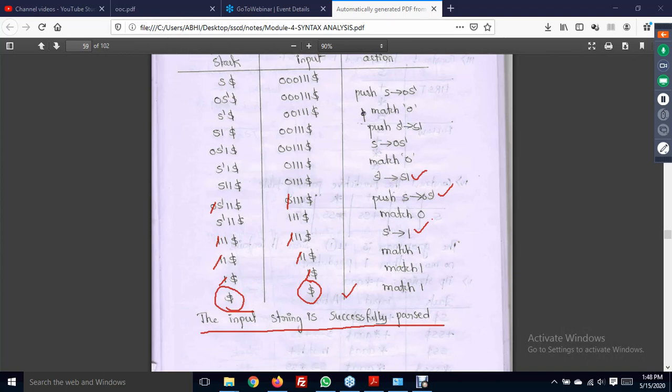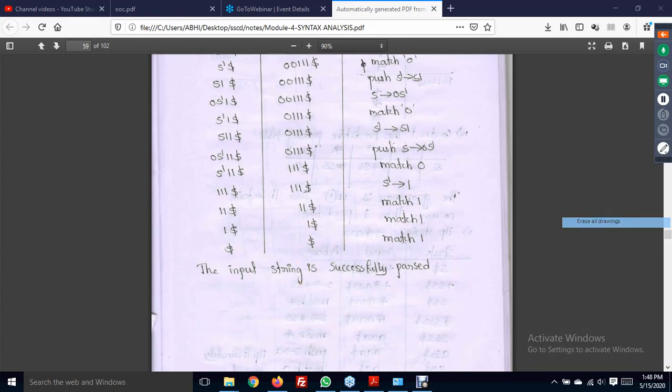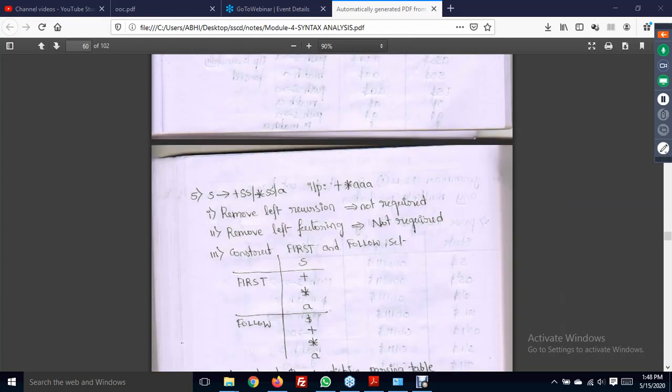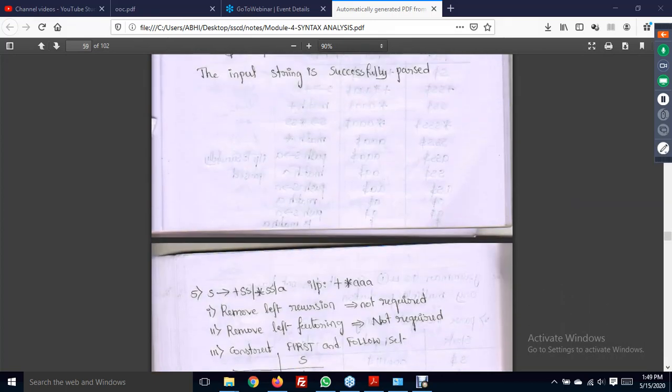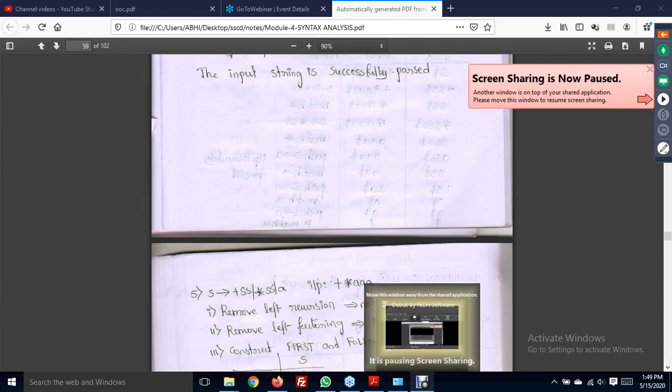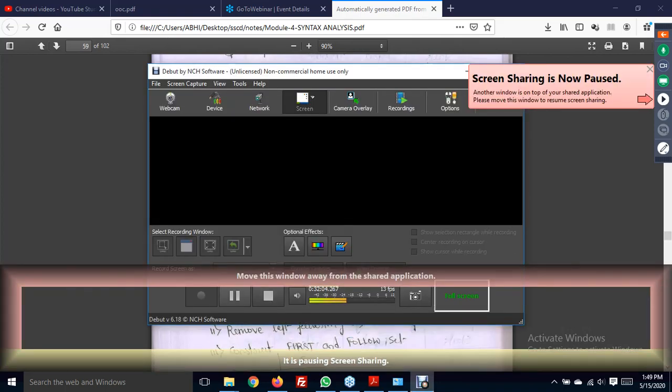Alright. So I do have another example. Take this example as homework, and we can see that in the next class.